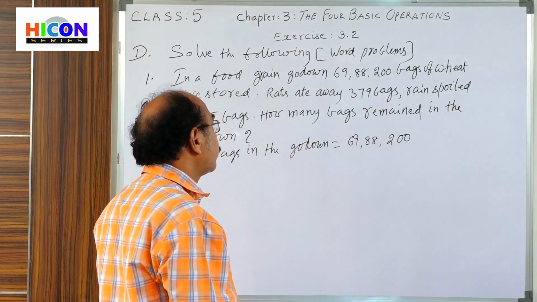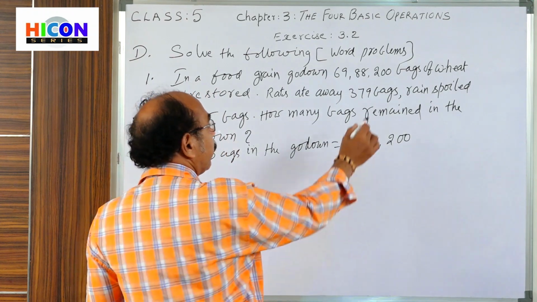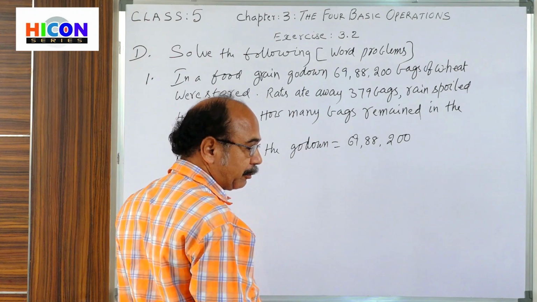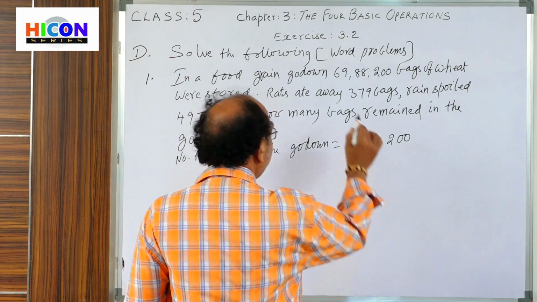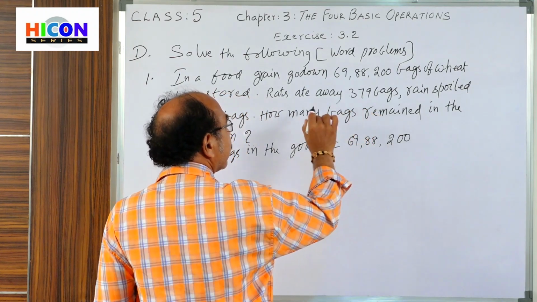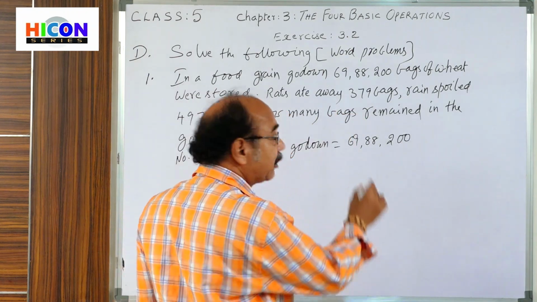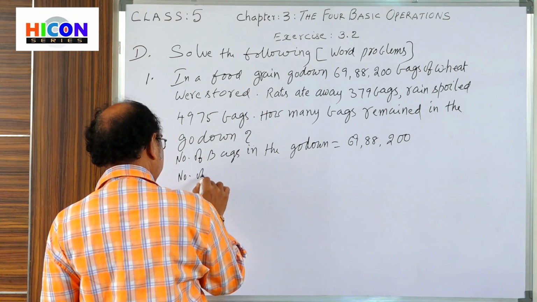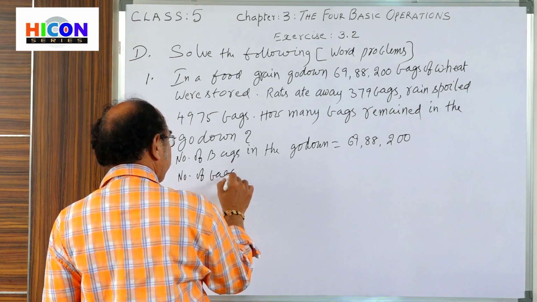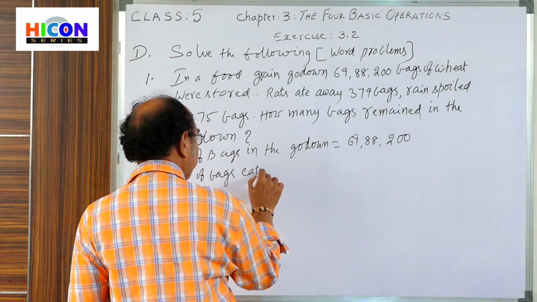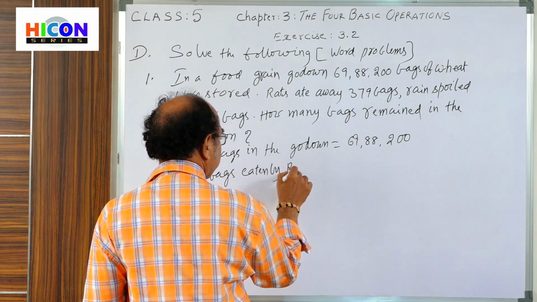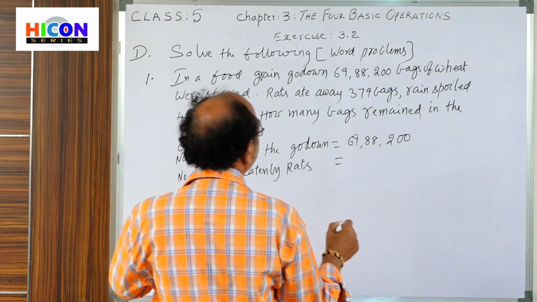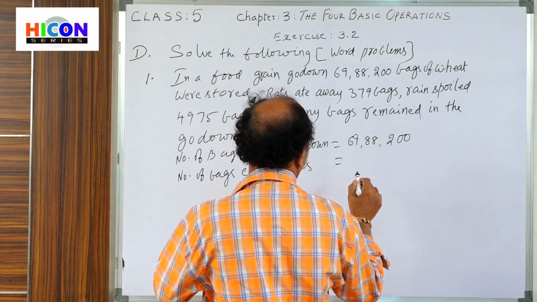Next, number of bags eaten by rats. How many bags were eaten by rats? 379. That we write as the second step: number of bags eaten by rats, 379.